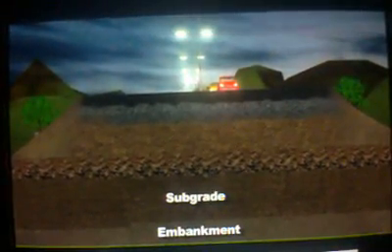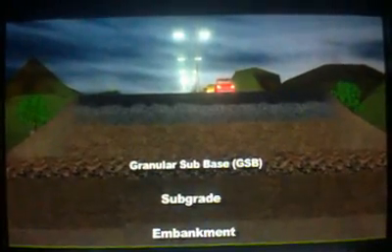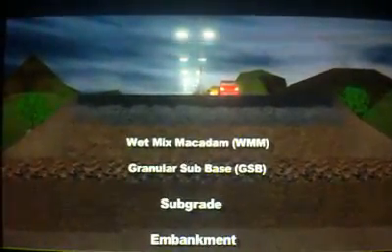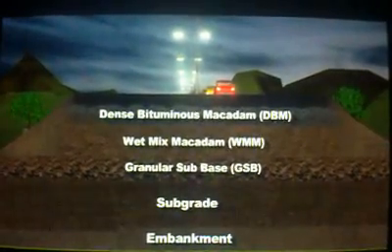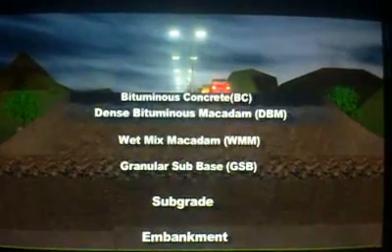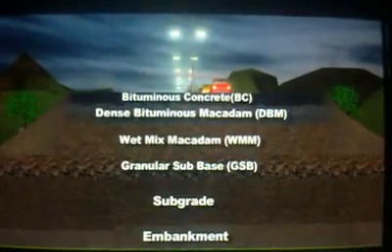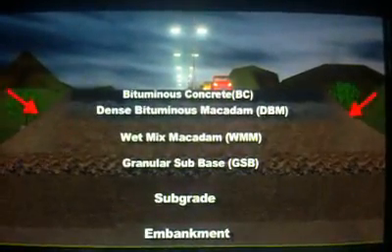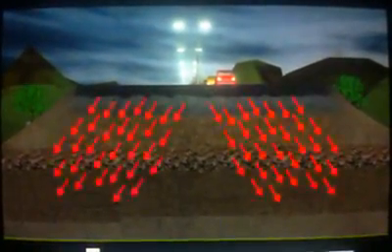There are 6 layers, namely embankment and subgrade under earthwork, granular subbase GSB under subbase course, wet mix macadam WMM and dense bituminous macadam DBM under base course, and bituminous concrete under wearing or surface course. Due to the ability to distribute the stresses to a large area in the shape of a truncated cone, the stresses get decreased at the lower layers by grain to grain transfer through the points of contact in the granular structure.